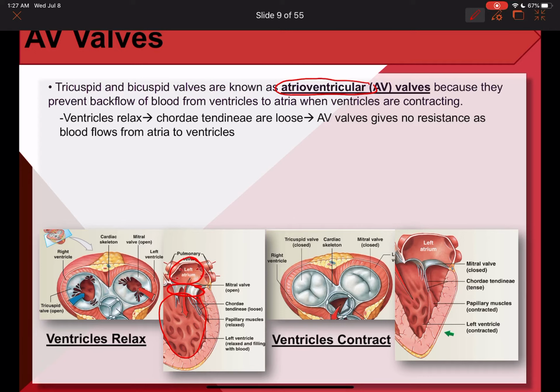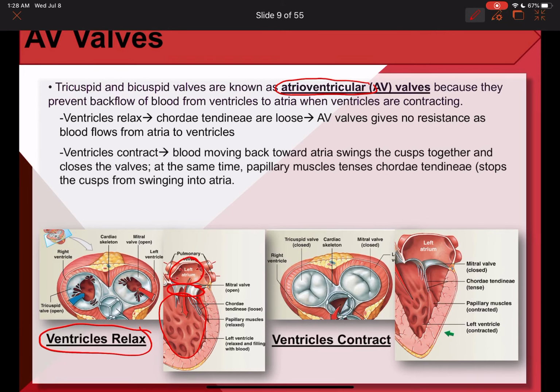Okay, now when the ventricles are relaxed, which is the case right here, you see how the ventricle is nice and plumpy with a lot of space in the middle. The chordae tendineae should be loose, because the papillary muscles were not signaled for contraction yet. Papillary muscles are supposed to contract at the same time that the ventricles are contracting. So everything is relaxed, blood is just filling into the ventricles from the atria, and the AV valves give no resistance whatsoever. Blood will just go right in from the atria to the ventricle.